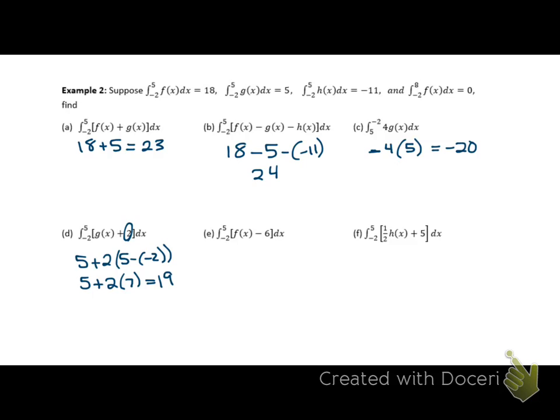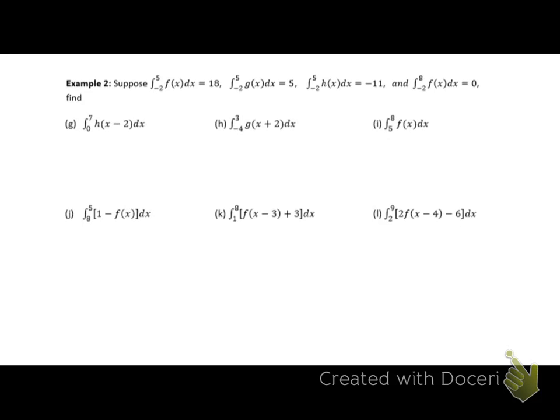And that's what we're doing for E and F as well. So we have f of x, which was 18, minus 6 times the top minus the bottom. It's the same limits, so it's still 7. And 18 minus 6 times 7 is -23. Now we have 1/2 of h of x, so we have -11/2 plus 5 times the top minus the bottom. They're the same limits, so it's still 7, which gives us, when we add everything together, 59/2.